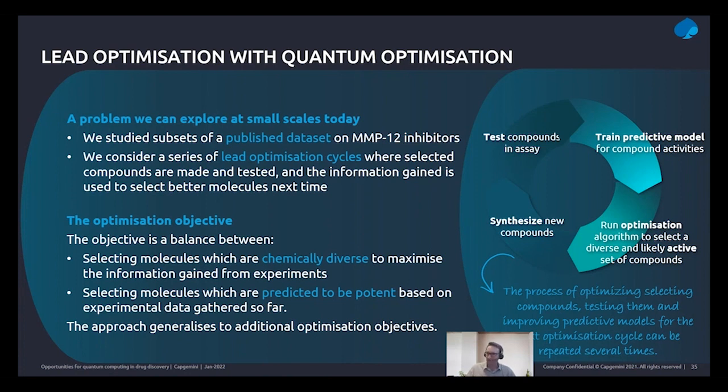Now, at first, when we've got a small amount of data, that model is not going to be perfect, probably going to be pretty poor, but hopefully it's better than guessing. And it means the next time we run the optimization algorithm, we select molecules which are diverse from each other, but also predicted to be active, to have a high potency. And as we keep going around this cycle, of course, the predictive models get better, and we hopefully end up with a set of molecules which are both highly potent, but also different from each other.